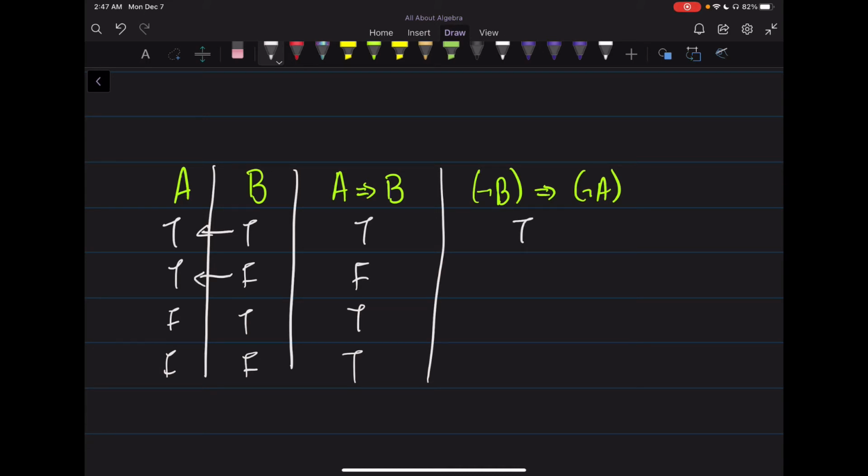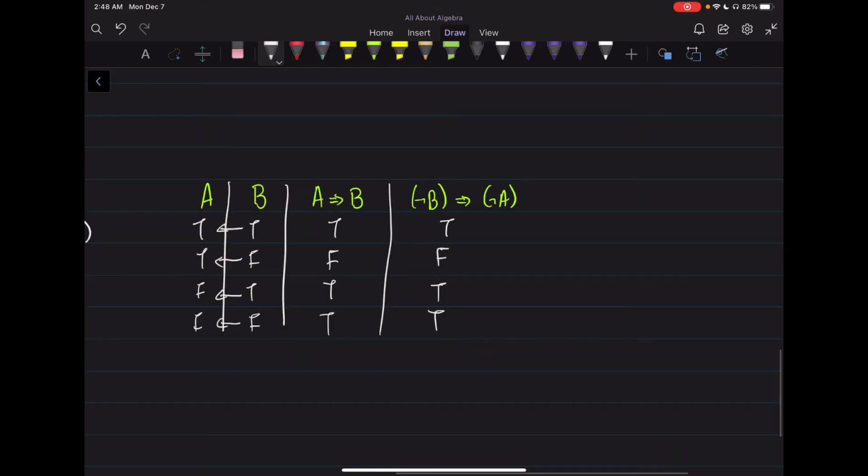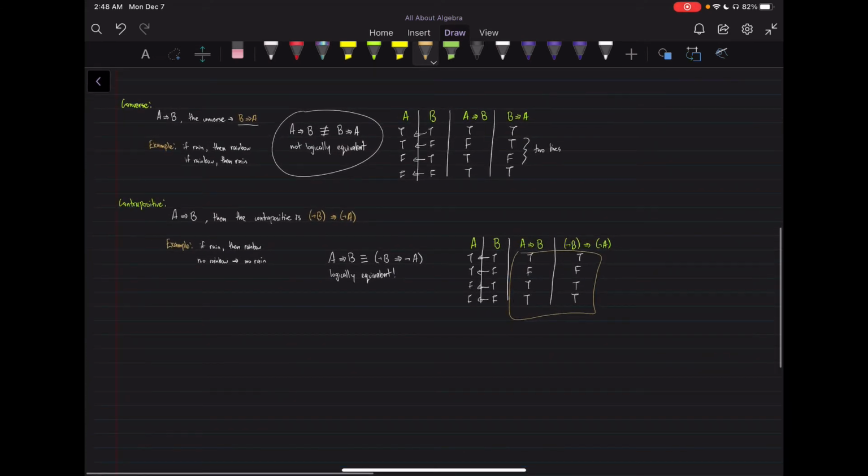True implies false. We get false, right? Because we negate both of them. False implies true. We get true. And true implies true. We get true. So see, our values are the same, which means they are logically equivalent.